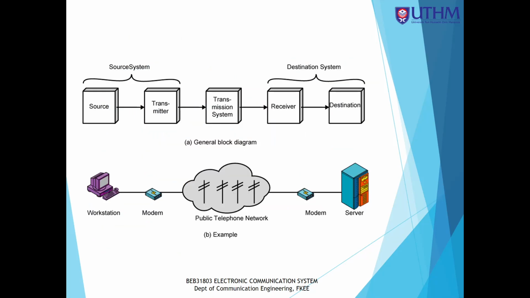Okay, so this is the picture of a general block diagram for the transceiver, transmitter and receiver. So here we have the source system. Okay, normally we combine it. Okay, biasanya kita combine kan, atau ada setengah gambar yang dia separate kan. So the transmitter will process the input from the source. The source can be any input, either from human input or from other machines. Input to the transmitter. So the job of the transmitter is to convert the input into a signal that is suitable for transmission. Okay, tugas transmitter ini adalah untuk menukar input kepada signal yang sesuai untuk penghantaran.